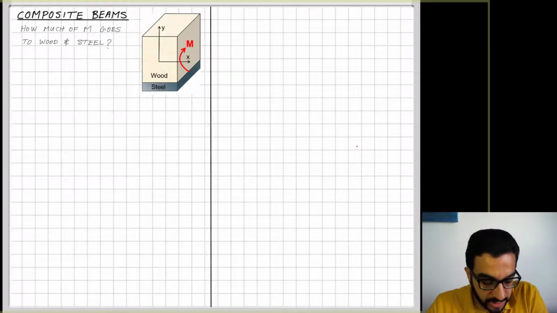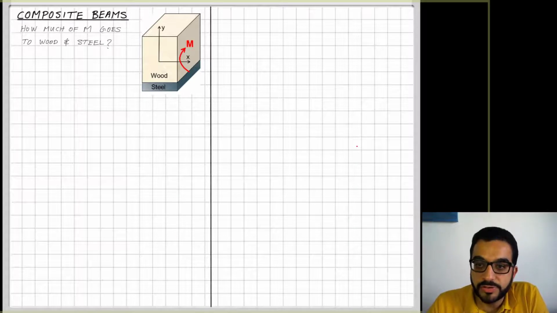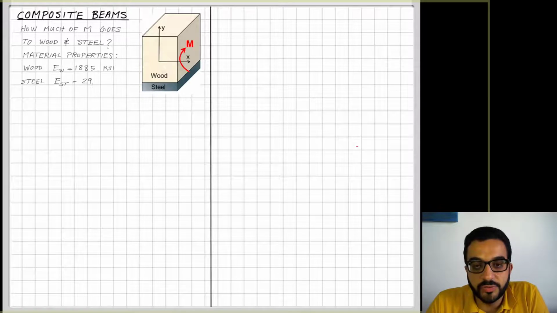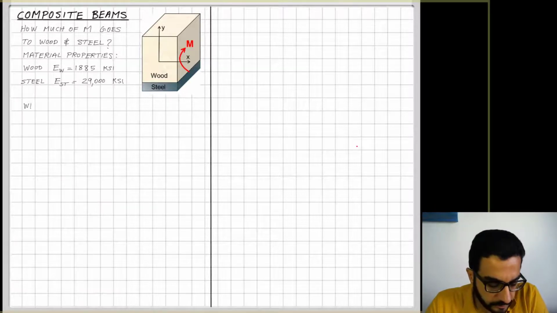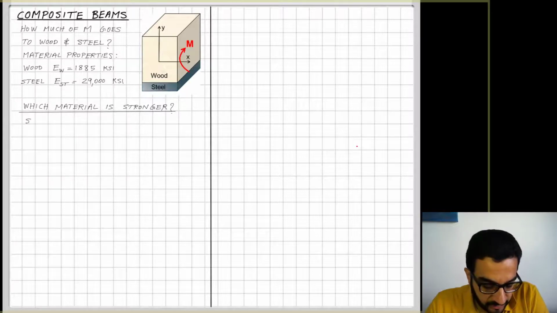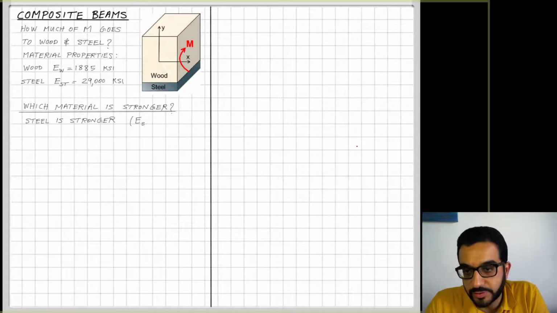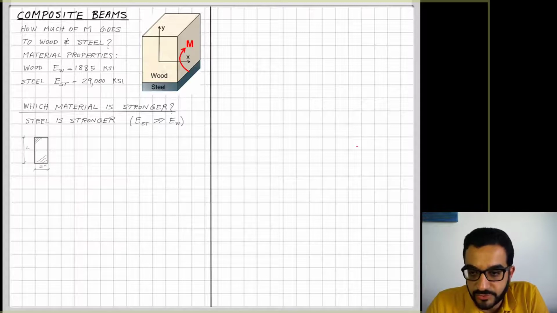So the question is, how much of the moment is resisted by wood and steel? Because if we can figure this out, we'll figure out the stresses developing in the wood and steel. To be able to answer that, we need the material properties. The Young's modulus of this wood and steel are given. You can see here the steel is much stronger than wood because it has a higher E. So I kind of answered this already: steel is stronger because Young's modulus is bigger.